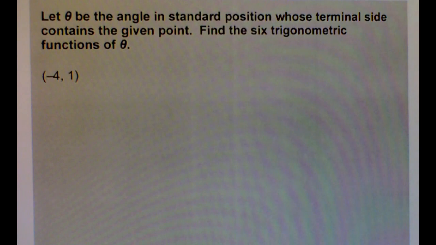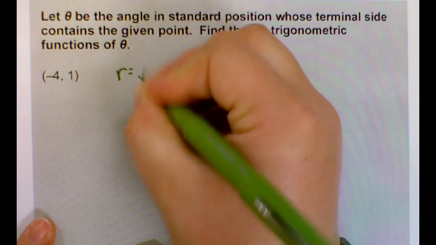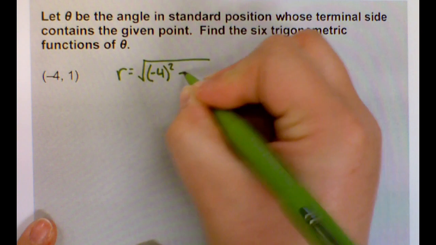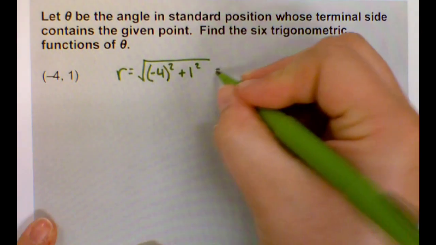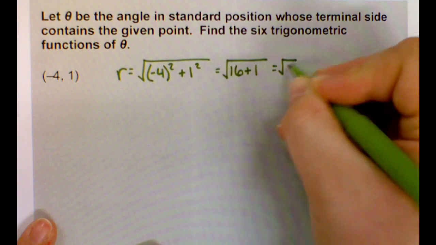So theta is an angle in standard position. Let's find the 6 trig functions. We start by finding r. And r is equal to the square root of x squared plus y squared. So negative 4 squared plus 1 squared, which is the square root of 16 plus 1, which is the square root of 17.